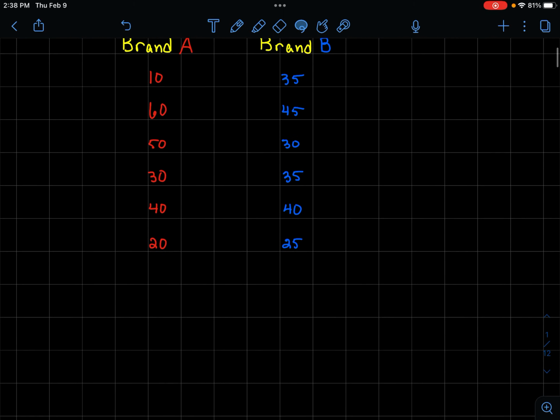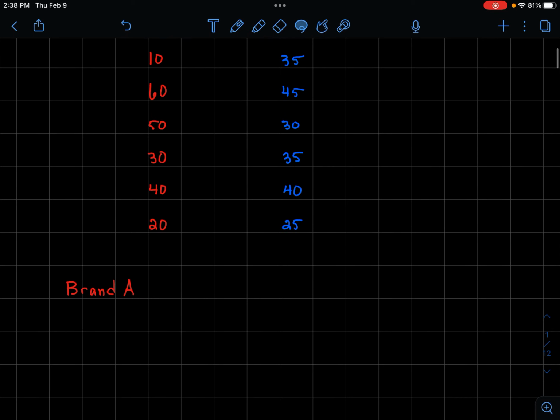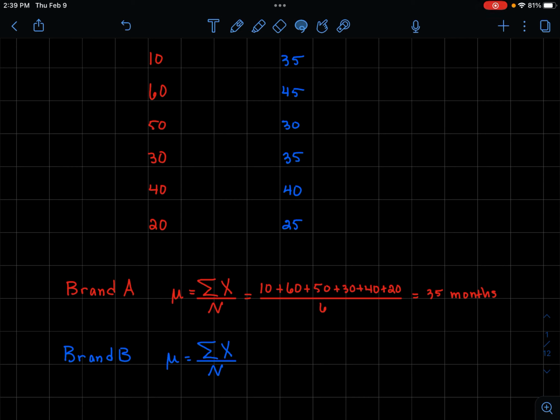We looked at measures of central tendency in the previous section, so let's find out what their means are. These are our populations, so we're going to find the population mean. For brand A, we get mu. We add up all of our data points and divide by the number of data values we have for brand A, which would be 6. Add up all of our months, divided by 6, which gives us about 35 months. So on average, brand A takes about 35 months to have the color fade.